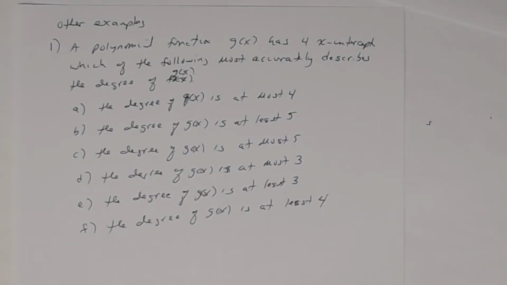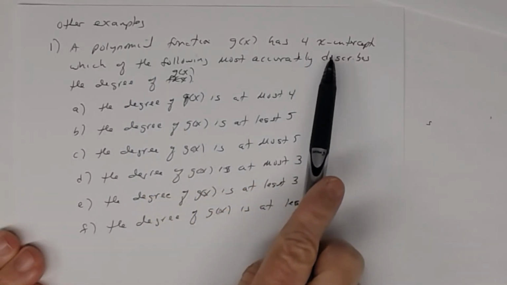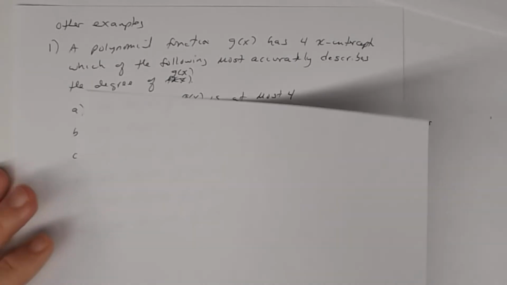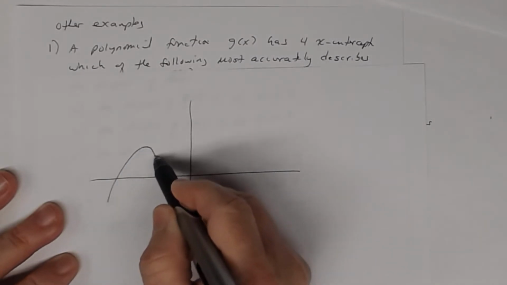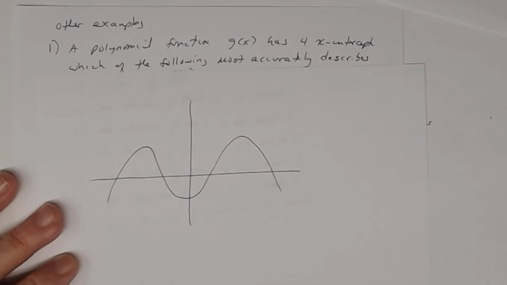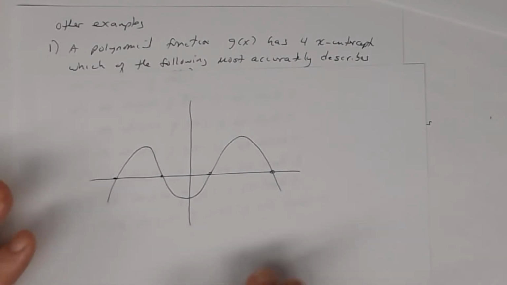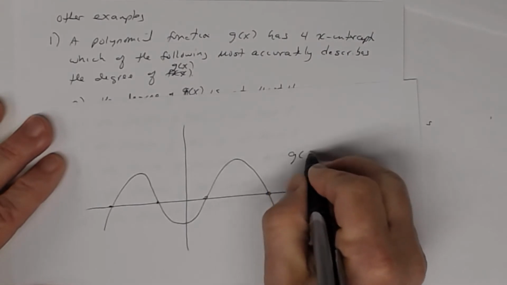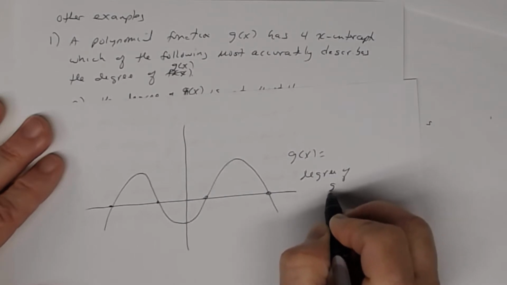All right, now look at this example. So listen carefully. It says a polynomial function g of x has x-intercepts. Now what that means is this. So sometimes it helps to draw this, okay? So if I draw a coordinate plane just like this, and it has 4 x-intercepts, so 1, 2, 3, 4, okay? So 4 x-intercepts. So in your mind, this is what you see. Something like this, 4 x-intercepts. Which of the following most accurately describes the degree of this function? What is the degree of g of x?